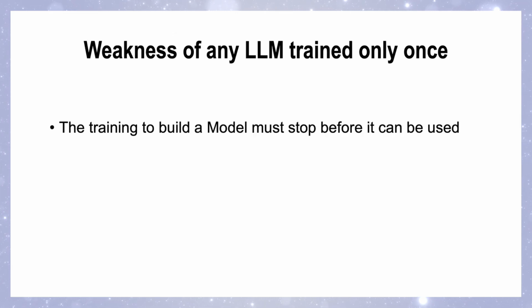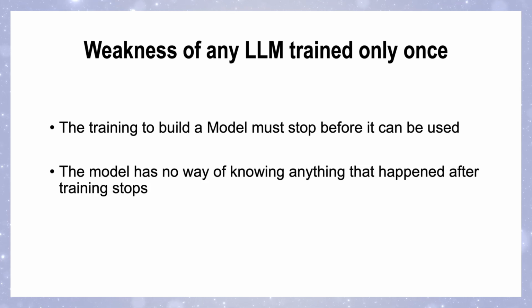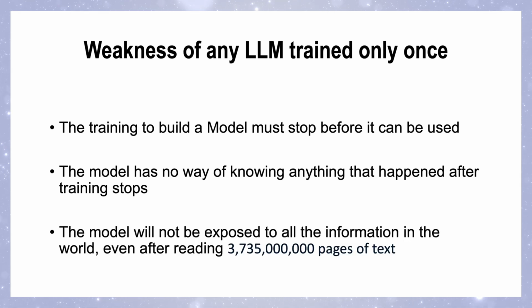All right, so the weakness of any large language model is that you train it once. The training to build the model must stop before you can use it. So if you're putting in, for example, world history, and you build until January the 1st, 2025, you can't ask it about what happened on the day that Mr. Trump was inaugurated, because it was never taught about when Trump was inaugurated. The model has no way of knowing anything that happened after the training stops. It can't be exposed to all the information in the world. And even after it reads that many pages, there's still pages it hasn't read, and they may be the pages you're interested in.